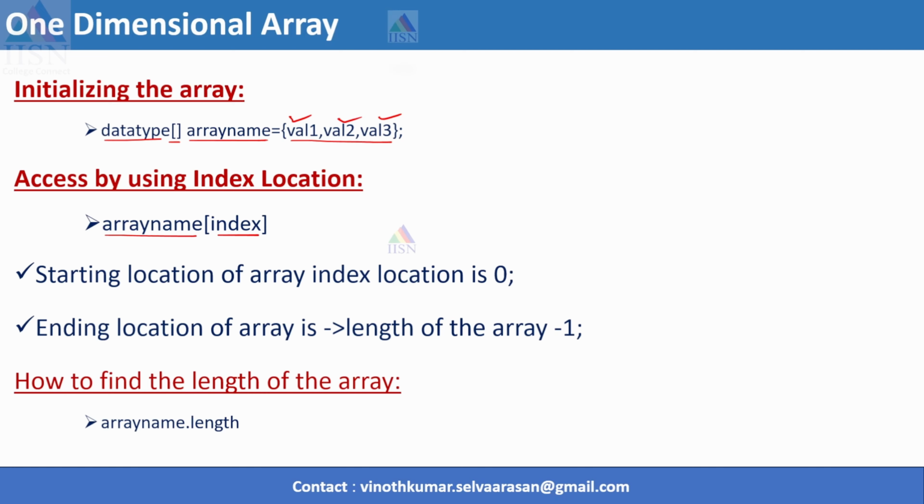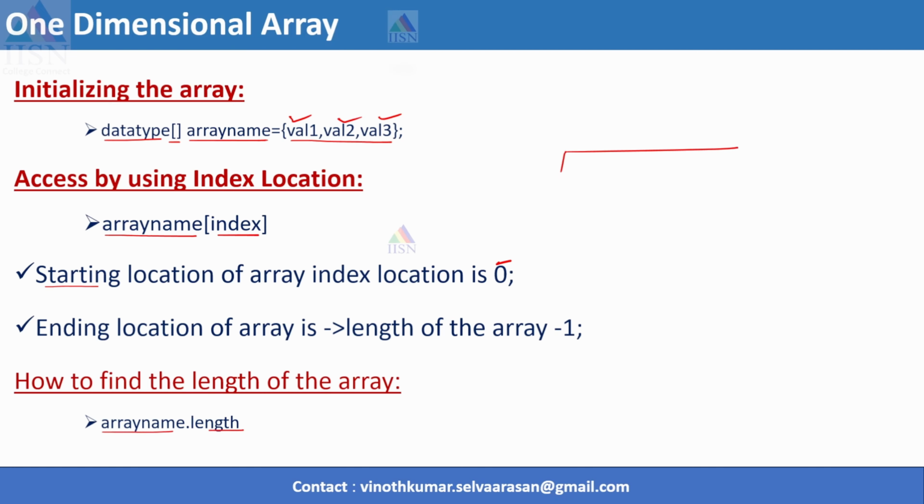As I already told you, the starting location of the array is always going to be what? 0. Now, if you want to access the ending location, you need to know the length of the array. The length of the array you can access by using array name dot length.